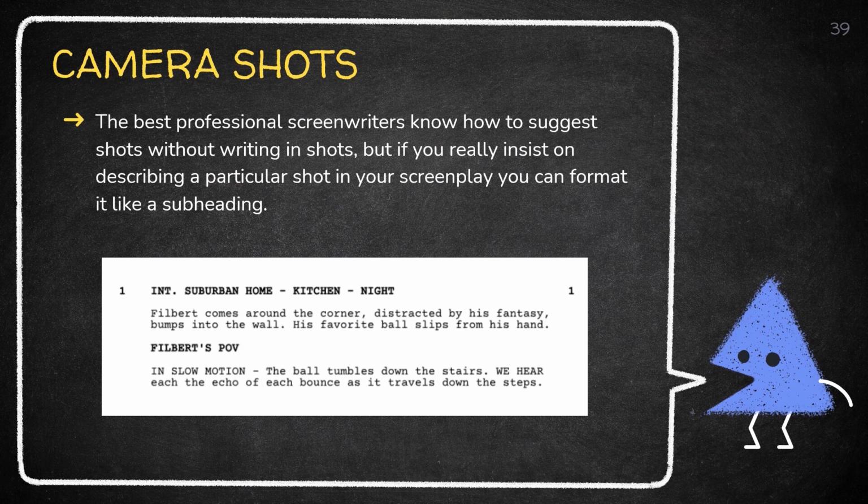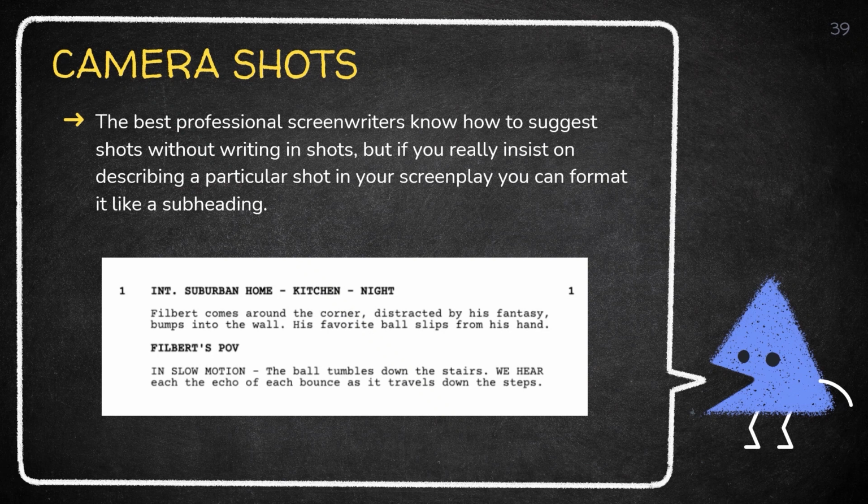And again, the camera shot uses the format of a subheading. So, Filbert's POV in slow motion. The ball tumbles down the stairs. We hear each echo of each bounce as it travels down the steps. So if you want to be specific with your camera shots, then you can do it.